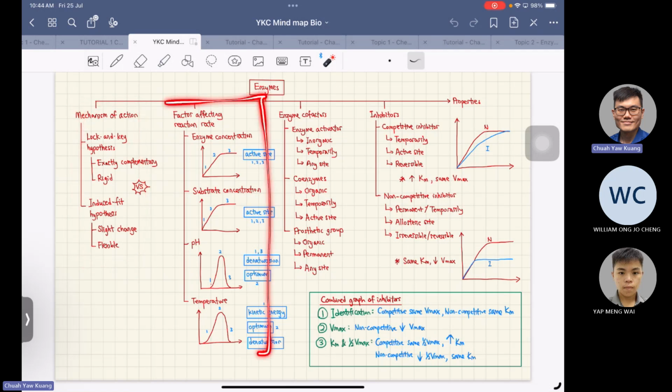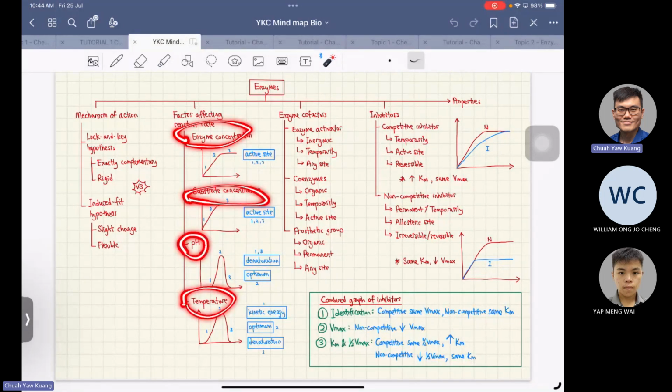Next, part 3. We will look at the factors affecting the rate of reaction, which you have learned before. There are 4 factors that affect the rate of reaction, namely enzyme concentration, substrate concentration, pH, and temperature. Normally, the first thing you need to know is the relationship between the factor and the rate of reaction.